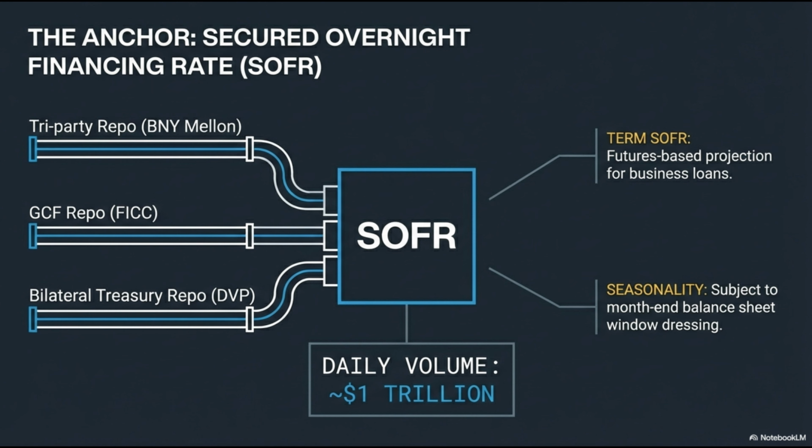So how is this anchor actually built? SOFR isn't just one number, it's a volume-weighted median of about $1 trillion in daily transactions across three massive segments: tri-party repo, GCF repo, and bilateral repo. Because it's backward-looking, we now rely on term SOFR via the futures market to price business loans. Also, keep in mind the seasonality note here. At quarter ends, banks window dress their balance sheets, which can cause temporary spikes in these rates.